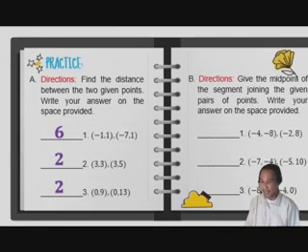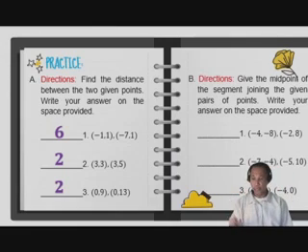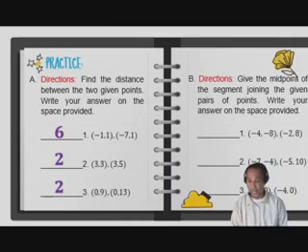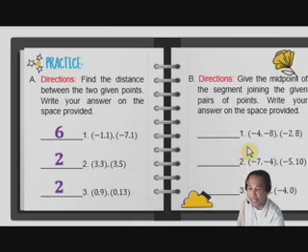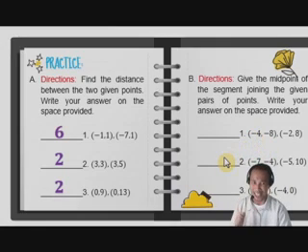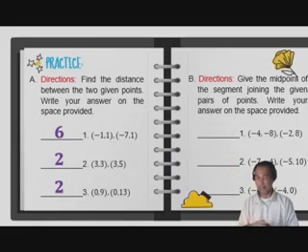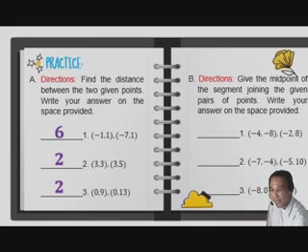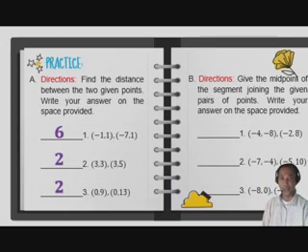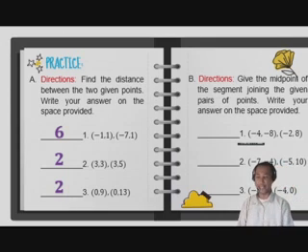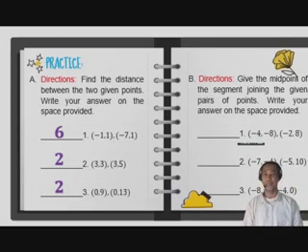Ayan. So, for this part B, you are going to find or give the midpoint. So, let's have number 1. When you say midpoint, yun yung gitna. Okay, ready na ba kayo sa pag-solve ng midpoint? Let's have number 1. So, number 1, we have negative 4, negative 8, and negative 2, 8. What is the midpoint between the 2 points? Okay, go.